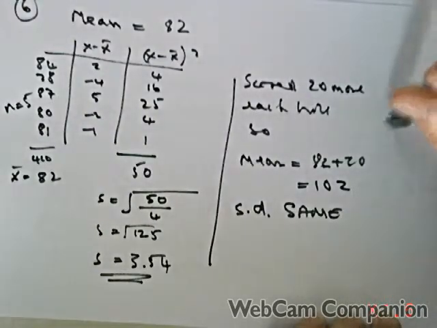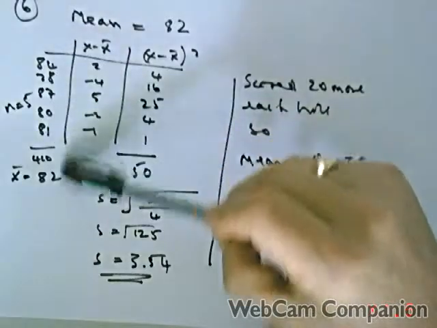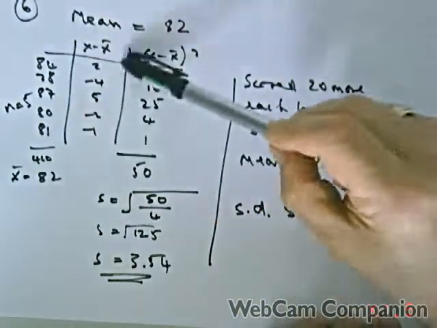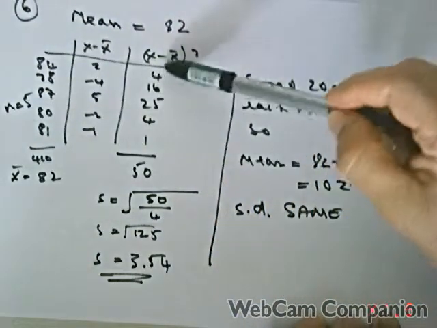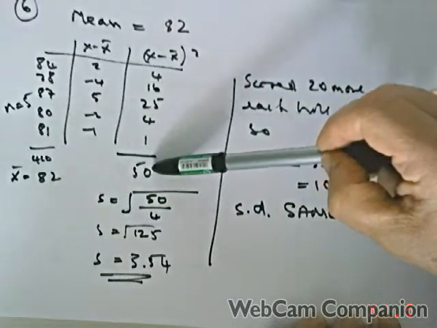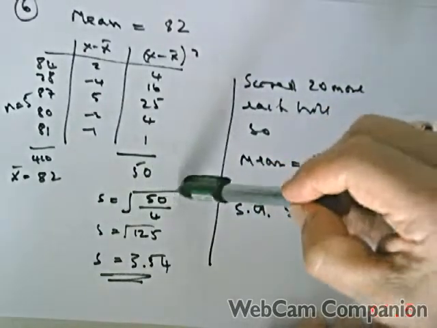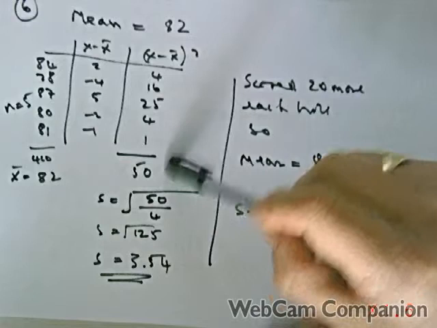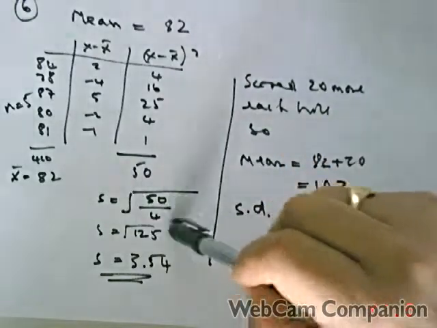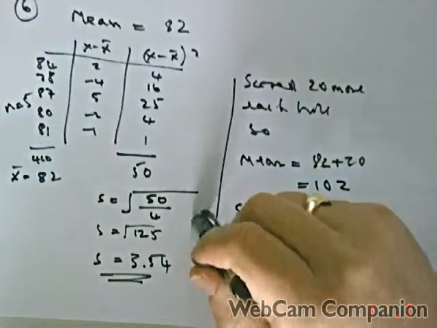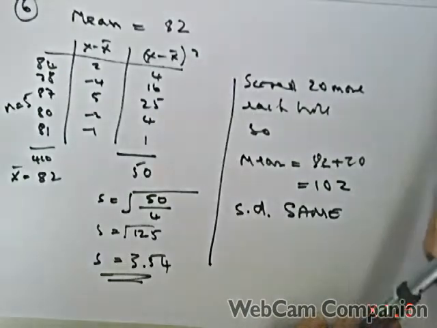The next one was the good old standard deviation, which I hope you all picked up full marks on. So you add them, you get the mean, you take the mean away, you square that. These are always positive. Add that up, you get 50. Square root of sigma (x minus x bar) squared over n minus 1, which is 50 over 4. You end up with 3.54.